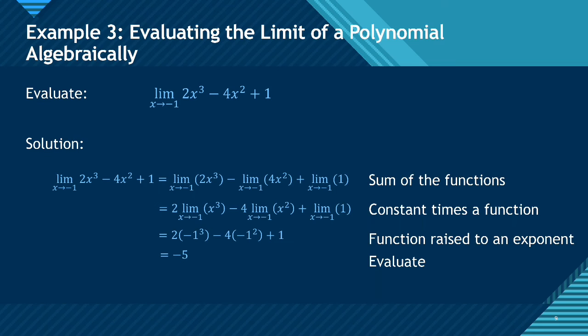For our last example, limit of 2x cubed minus 4x squared plus 1 as x approaches negative 1. Same as the process of the previous examples, we could simply substitute negative 1 for the variable x in the polynomial function. And it would look like 2 times negative 1 cubed minus 4 times negative 1 squared plus 1. And the limit, or the final answer, would be negative 5.